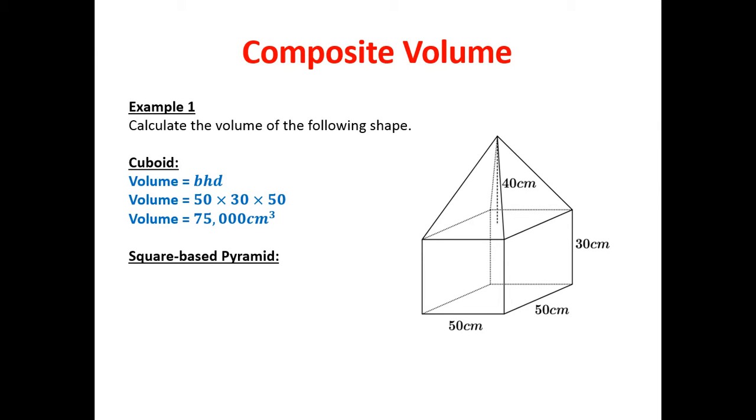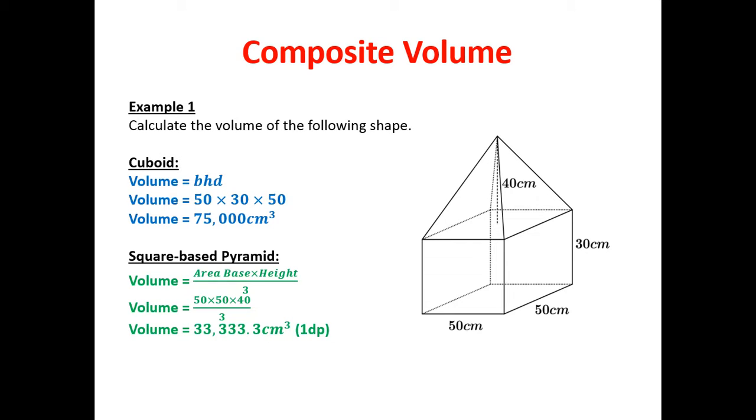Right, let's move on to the square base pyramid. To find the volume of a pyramid, we've got to work out the area of the base, multiply it by the height and divide it all by 3. Well, the base is 50 by 50 and the height is 40, so we're going to go 50 times 50 times 40 and divide that all by 3. Working out that answer, we get 33,333.3 centimeters cubed, and I've chosen to round it to one decimal place.